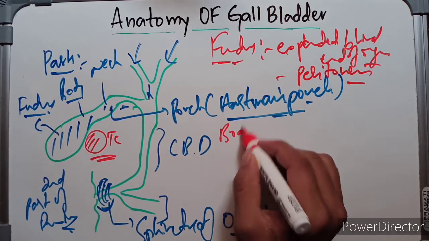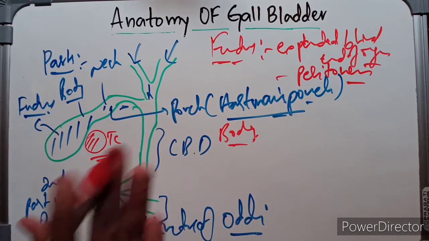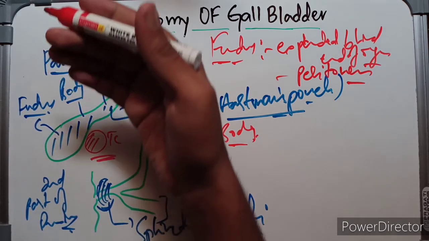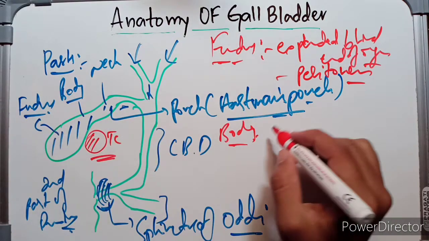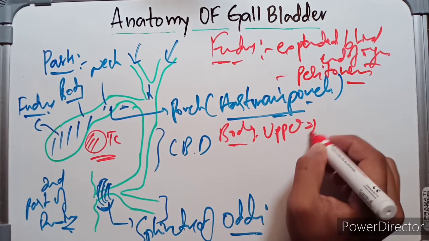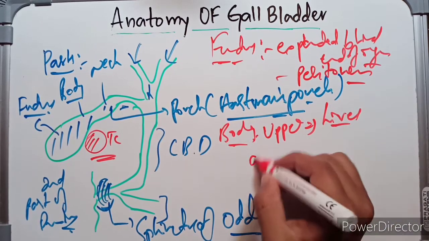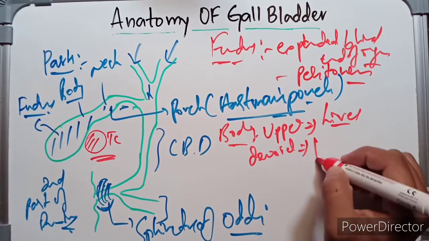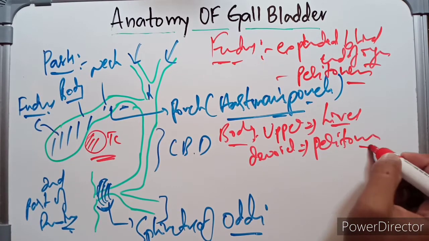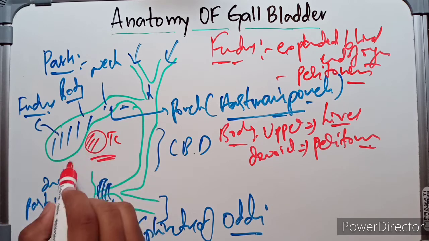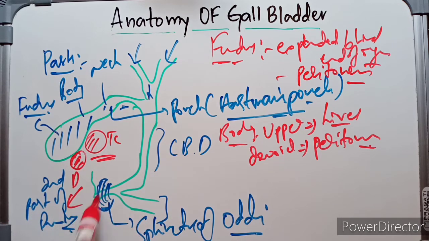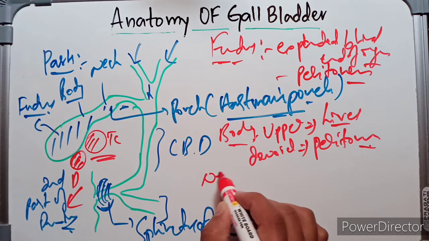Coming to the body of the gallbladder. It's directed upward and backward, and also to the left of the neck, towards the porta hepatis. Its upper surface is related to the liver, and it is devoid of the peritoneum. It has no peritoneal foldings. Its undersurface is covered by the peritoneum and is also related to the second part of the duodenum. This is about the body of the gallbladder.